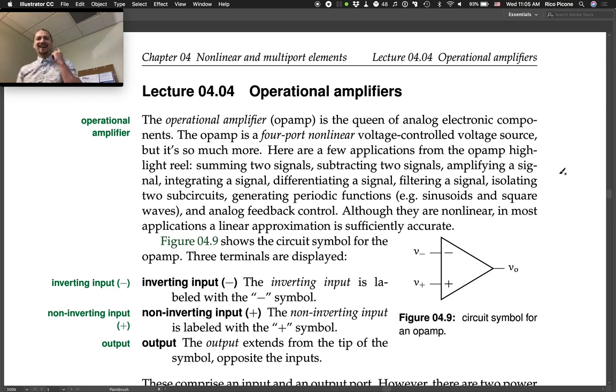So the op amp is a four-port, non-linear, voltage-controlled voltage source, but it's so much more. Here are a few applications from the op amp highlight reel.